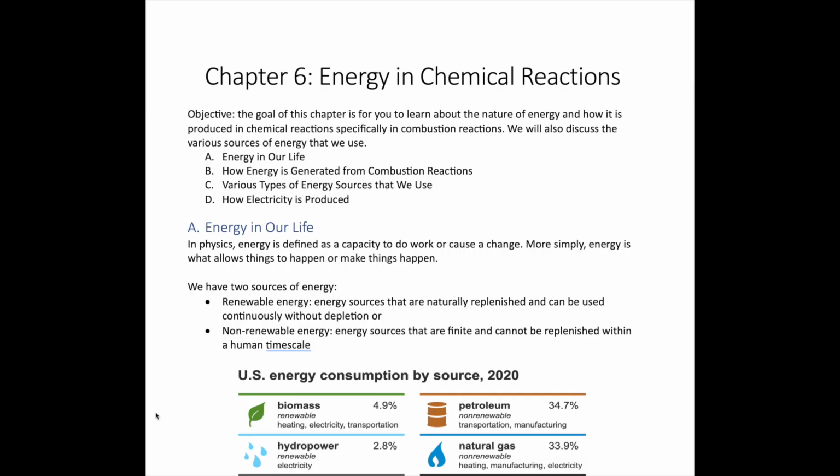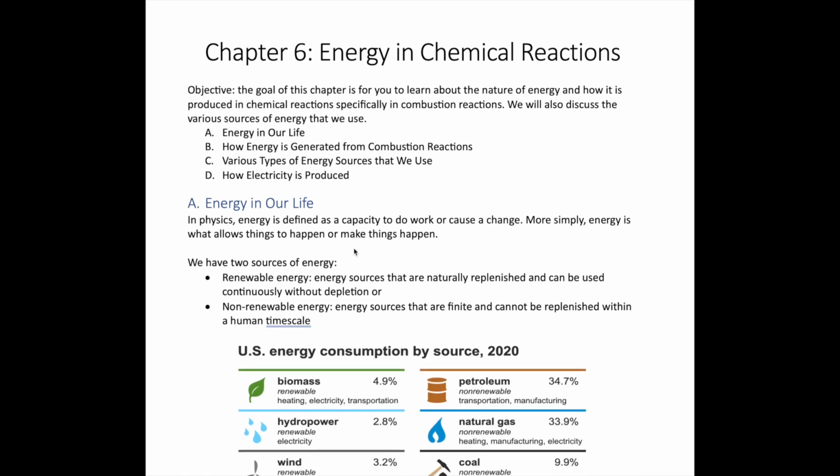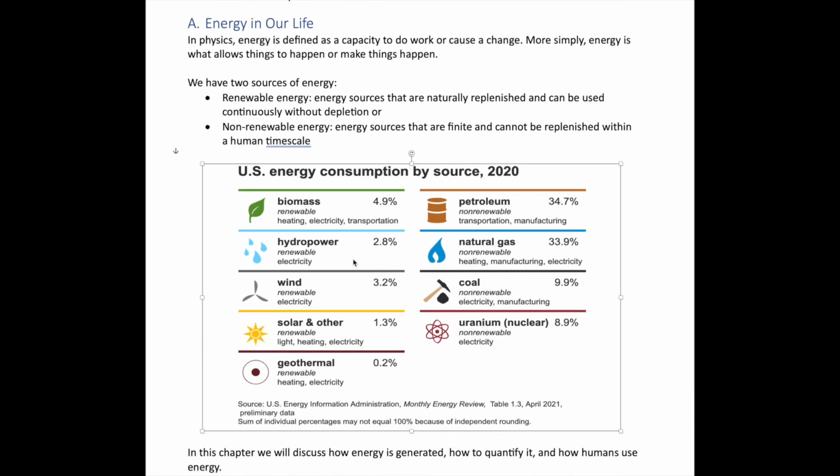So we are going to start with this new chapter, which discusses energy and chemical reactions. The goal of this chapter is to find out about the nature of energy and how we use it and how we produce it in chemical reaction. We're going to start by talking about just how we consume energy in our life.